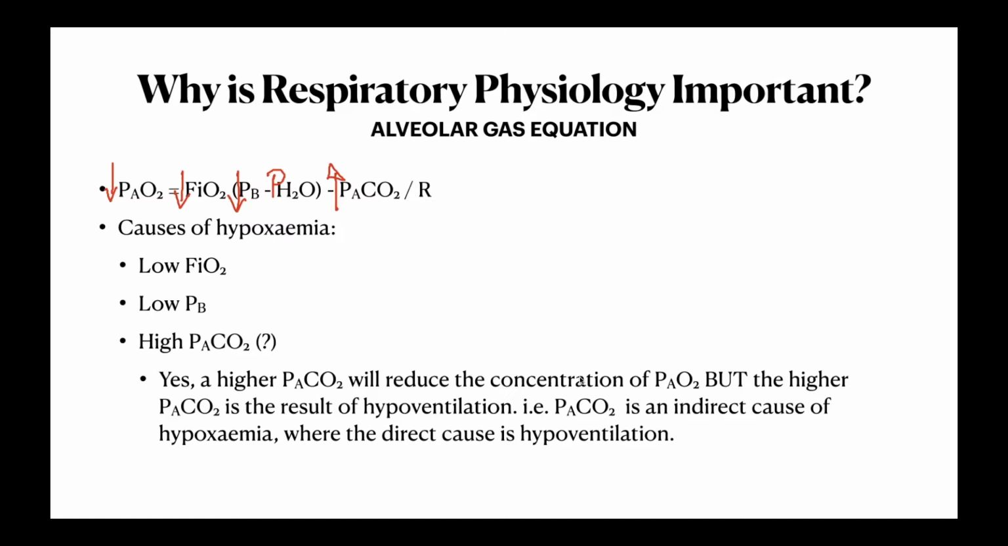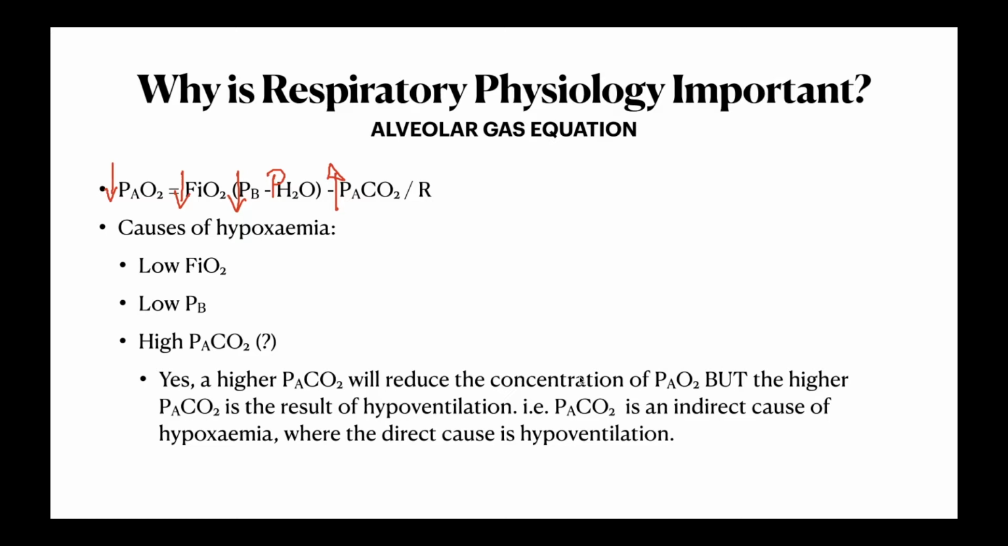Now, I always get asked this, or get told this, that a high alveolar CO2 is a cause of hypoxemia. That is partly true. Yes, a higher alveolar CO2 will reduce the concentration of alveolar oxygen. But know this, the higher alveolar CO2 is the result of hypoventilation. In other words, alveolar CO2 is an indirect cause of hypoxemia, where the direct cause is hypoventilation. So when you look at textbooks, they will not list a high alveolar CO2, but they will list hypoventilation. Hypoventilation is the direct cause, and indirectly it increases your alveolar CO2, which then leads to hypoxemia.